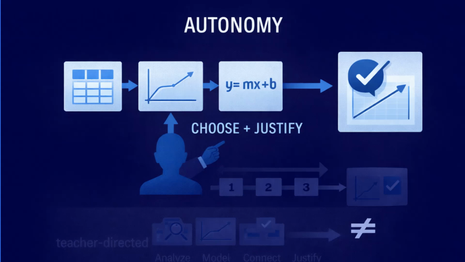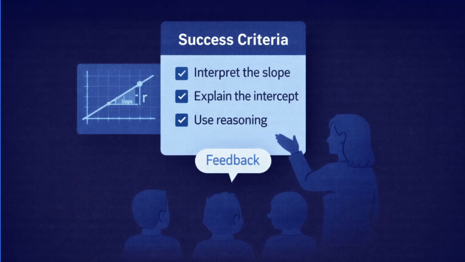Autonomy matters because standards expect students to make decisions independently. In the linear modeling example, autonomy shows up when students can choose whether to represent the situation with a table, graph, or equation, and then justify that choice. If students never practice making those decisions during instruction, they will not be able to do so independently. Competence matters because students need clarity about what quality work looks like.